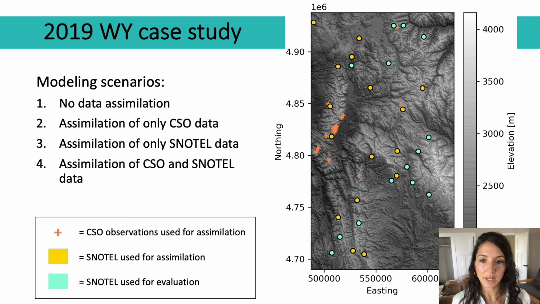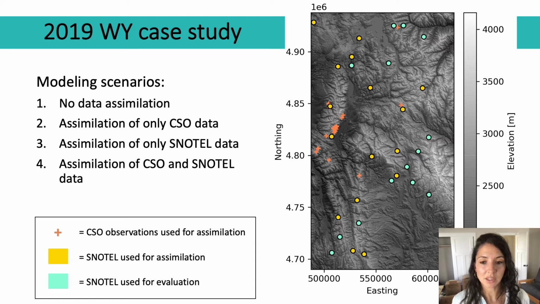So let's take a look at how data assimilation influences modeled SWE in our Wyoming domain using a case study from the 2018-2019 winter. In order to perform this analysis, we first divide all the SNOTEL stations in the domain in half. One half of the stations is used for assimilation, indicated by the gold dots on the map, and the other half of the stations are used for evaluation, which are indicated by the blue points on the map. You can also see all of the CSO observations we used for assimilation indicated by the red pluses.